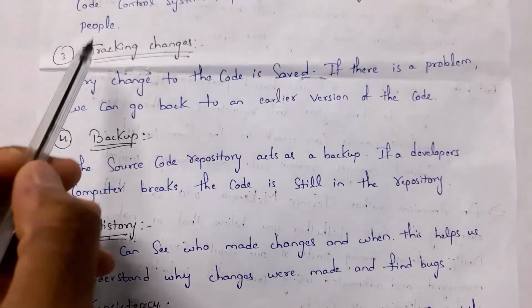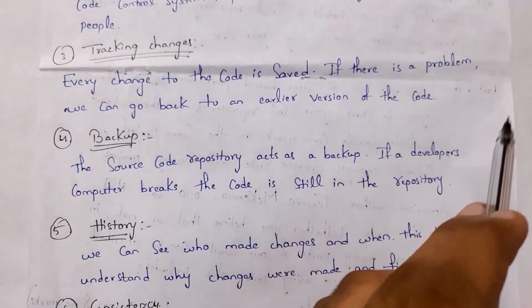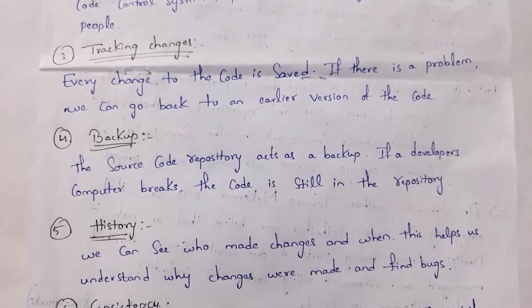Third one is tracking changes. I already said before, whenever any developer performs changes, every change is saved. It will store who made changes, when they made changes, and what changes they made. Everything is stored. And if there is any problem, then we can go back to an earlier version of code.